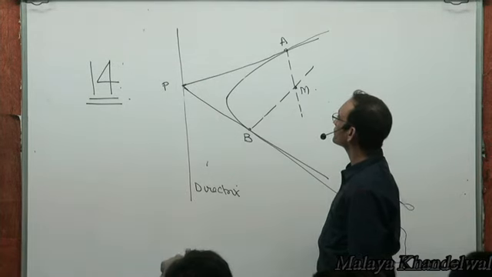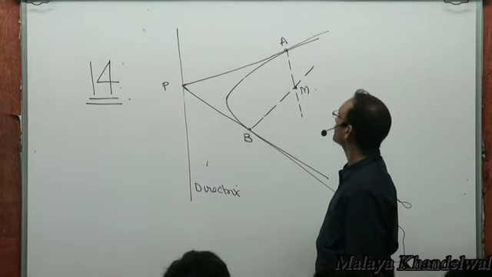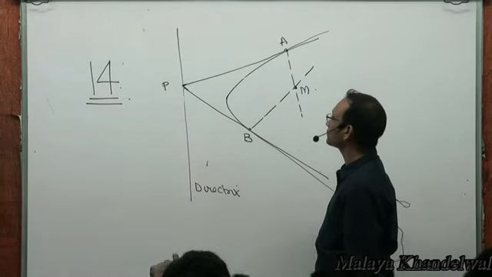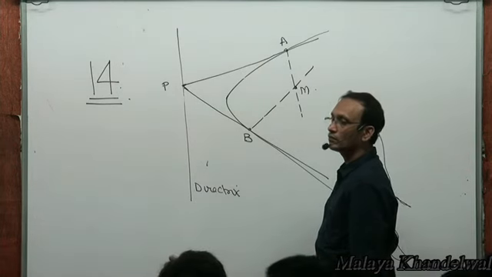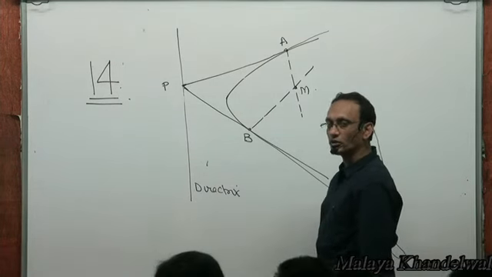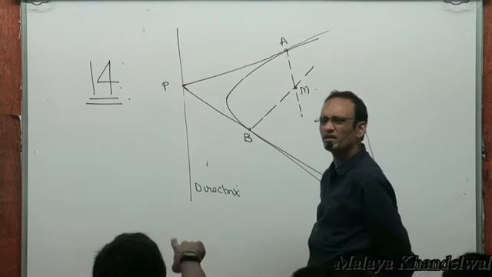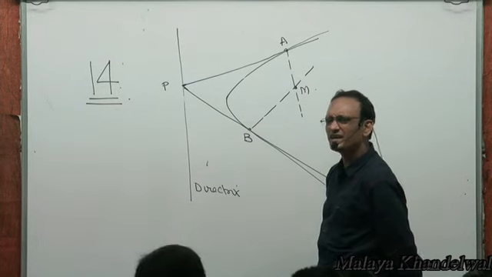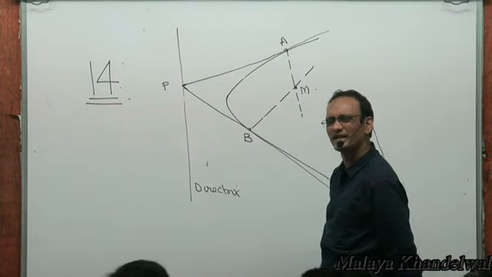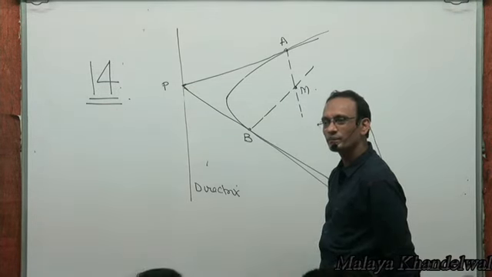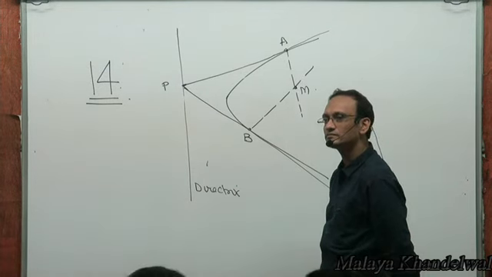What will be a square? No, no. It's a cyclic quadrilateral, all right, but it is not a square. PA is not PB. It's not a circle. PA is not PB, right?